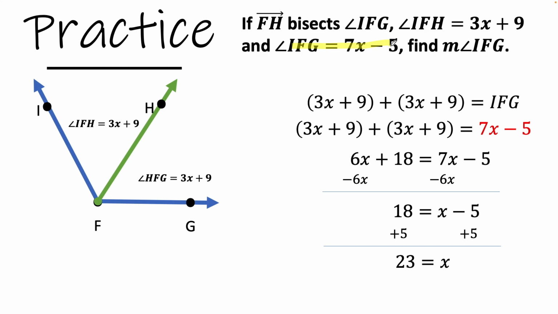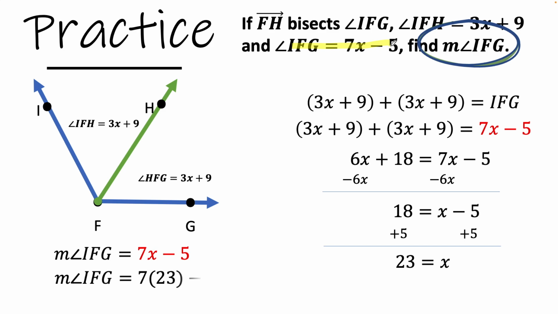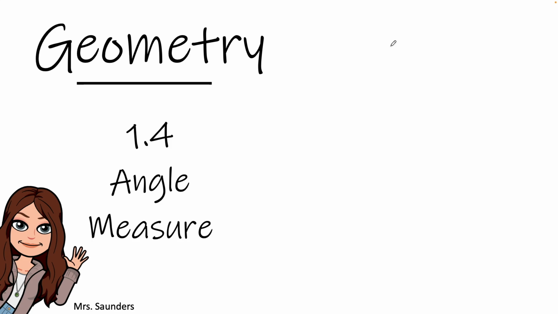They didn't want x. They wanted the measure of IFG. They wanted the measure of that big angle. Well, we know that it's 7x minus 5, so we'll just take x and plug it in. 7 times 23 minus 5, 156 degrees. So there we go, angle measure.